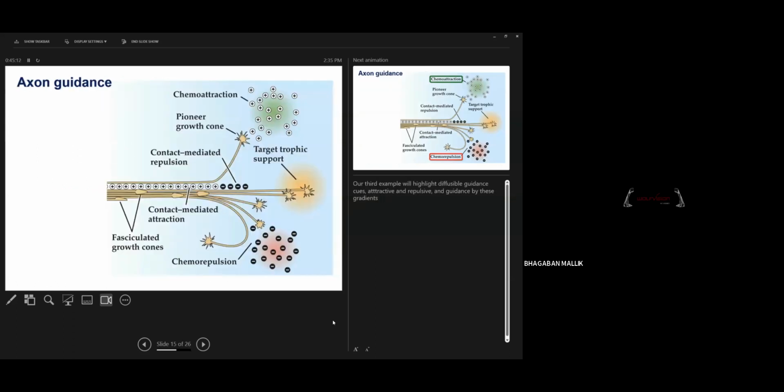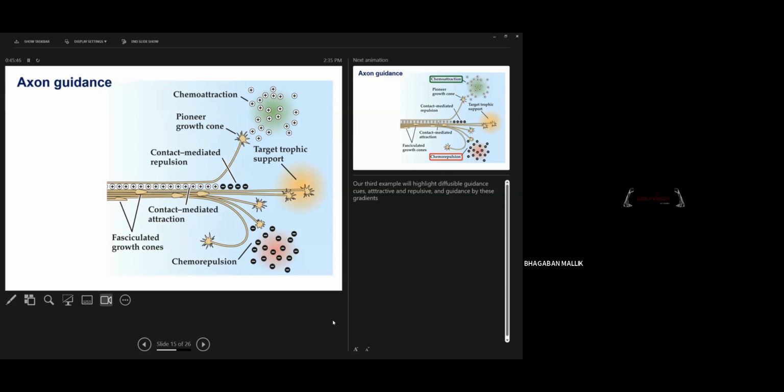Then we'll talk about some more examples of this mechanism. Maybe I'll talk about some examples for chemoattraction or chemorepulsion, which are diffusible. Whatever I have shown or talked about before, these are all contact mediated, either contact-mediated attraction or contact-mediated repulsion. You send your axon and contact the surface. If it is a positive signal, then you will grow. If it's a negative signal, you will retract or take a different path. Because you need the contact, that's why it is called contact mediated.